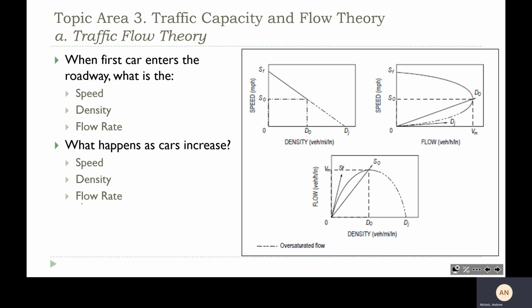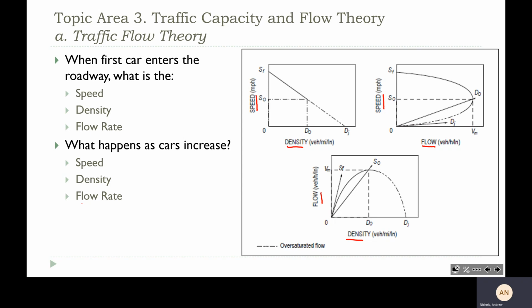So we've got speed versus density, speed versus flow, and flow versus density. I always like to look at the speed and density chart first, because these all work hand in hand. And these are for freeways. I always like to think about an interstate. There's no traffic signals or anything. Cars can get on there and just go.